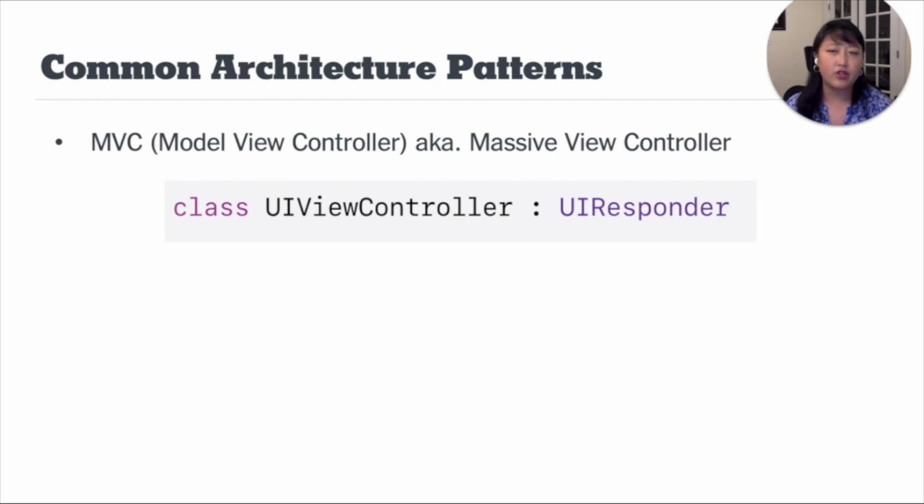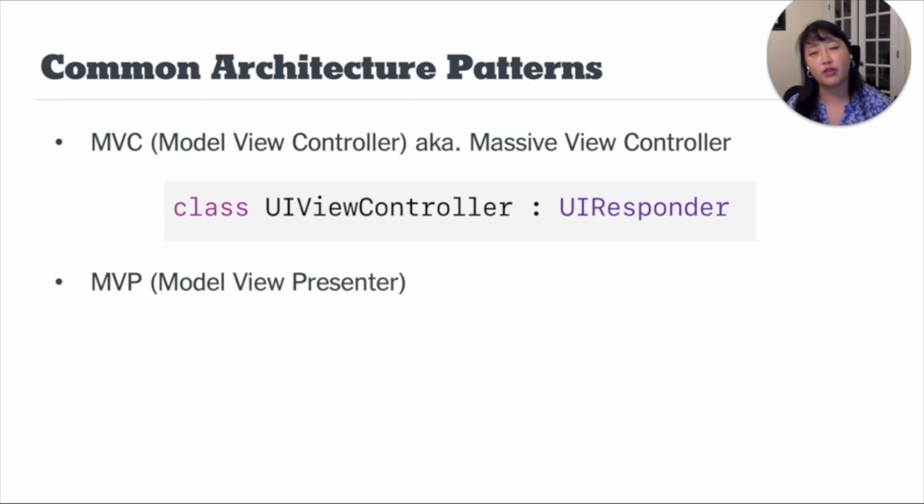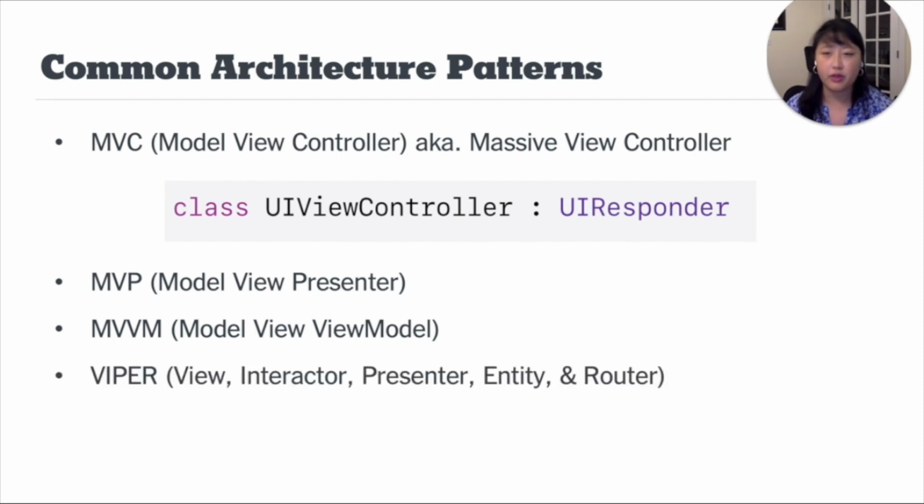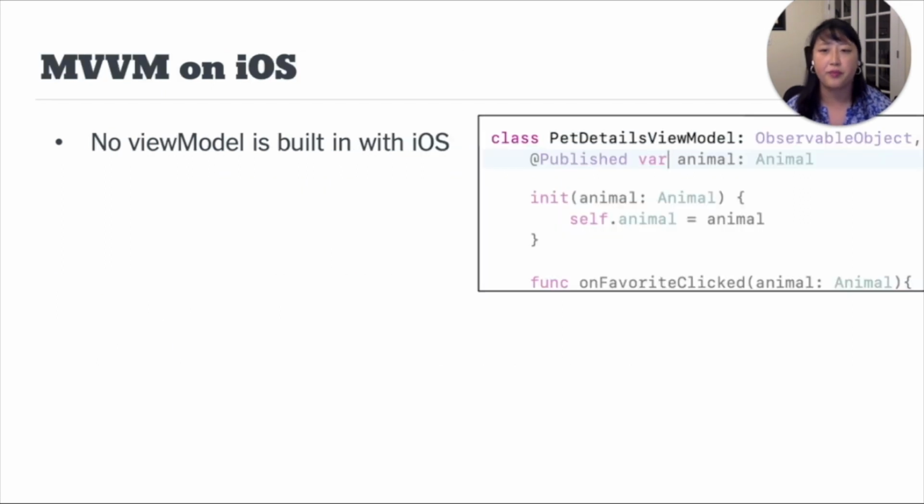However, architectures have changed. We now have Model View Presenter, with the presenter basically replacing our view controller and being a class that the developer creates. Unfortunately, like in Android, this can often suffer from the massive presenter problem. We also have an Android favorite, Model View ViewModel. We're going to get more into this one in a moment. And for those ambitious modularizers, there is VIPER. Unfortunately, VIPER is quite complex as an architecture, so for this presentation, we're going to be focusing on MVVM.